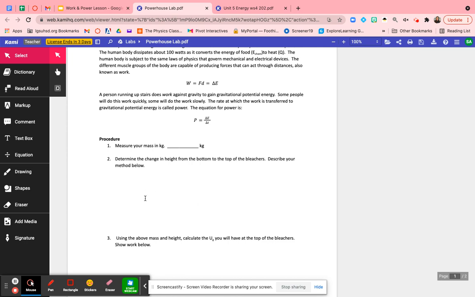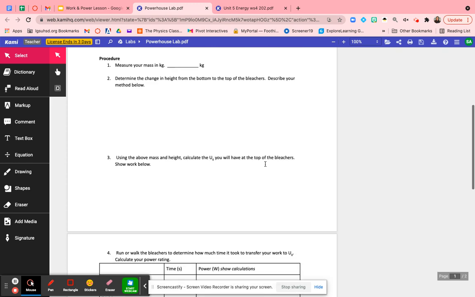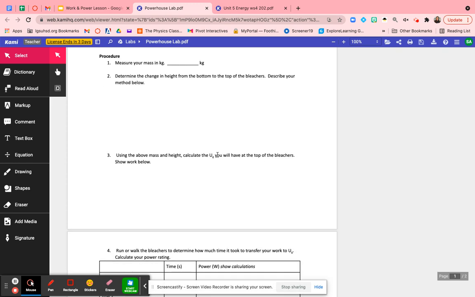You want to measure the height, not the diagonal distance in which you're walking up the stairs, but the physical vertical height of your climb. And you're not using the top of the bleachers, but if you have stairs at home or even a few steps up to your porch or anything like that, you can use those steps and measure the height of that. And then last but not least, you are going to take your UG. This is actually representative of gravitational potential energy, so just substitute that with GPE.